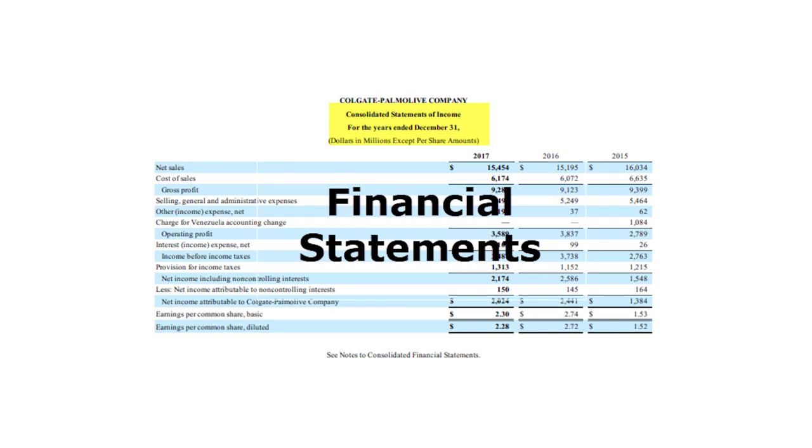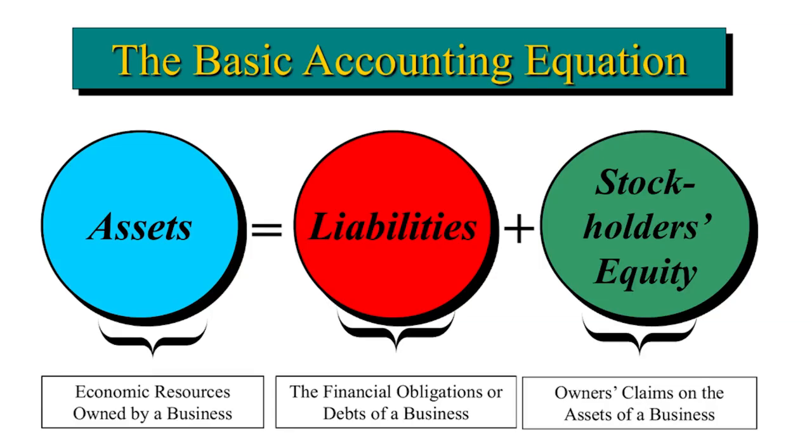Before you can create financial statements, you need to first understand the single most fundamental concept of accounting, the accounting equation. The accounting equation states that at all times and without exception, the following will be true. Assets equals liabilities plus owner's equity. So what does that mean? Let's take a look at the equation step by step.